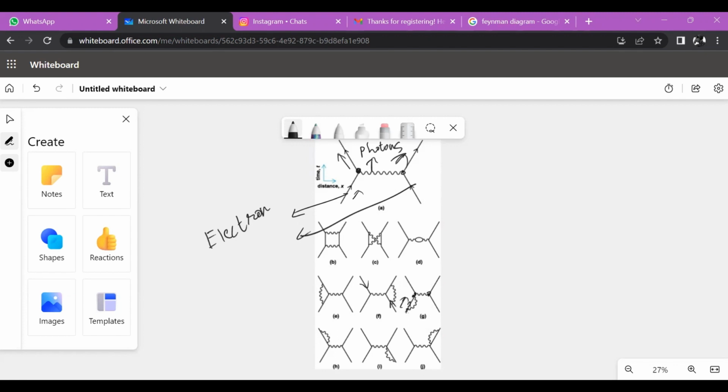This electron at this point gives out its photon, and later on over here it exchanges a photon, and after that it gets its photon back. Before releasing its photon over here, it releases it over here, so it gets it back. This is all about quantum electrodynamics.